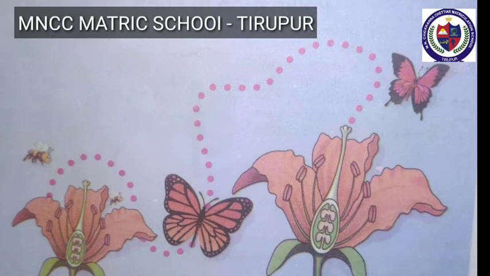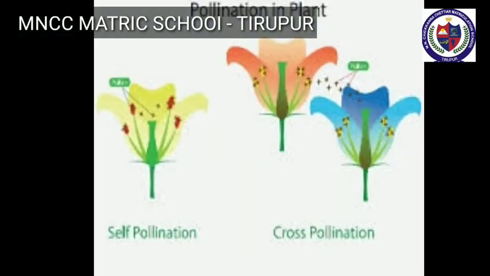Next one is self-pollination. What is self-pollination? Pollen grains are transferred from the anther to the stigma of the same flower or to another flower of the same plant. Cross-pollination. Pollen grains are transferred from the anther of one flower to the stigma of another flower of the same kind or a different plant.